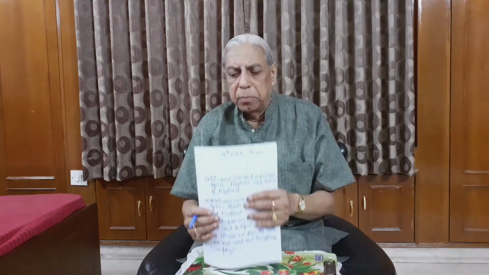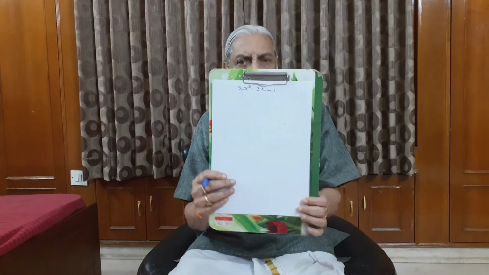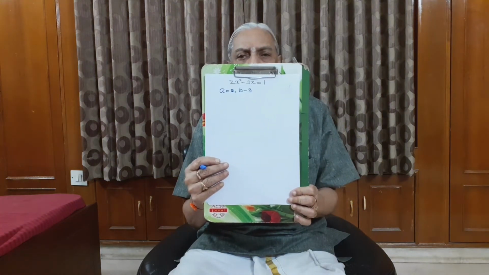In the next problem, it is like this. Please write down the problem when I show it: 2x squared minus 3x plus 1 equals 0. First of all, analyze the values of a, b, c here. Here, a is equal to 2, b is equal to minus 3, and the 1 I have not taken to the right hand side.